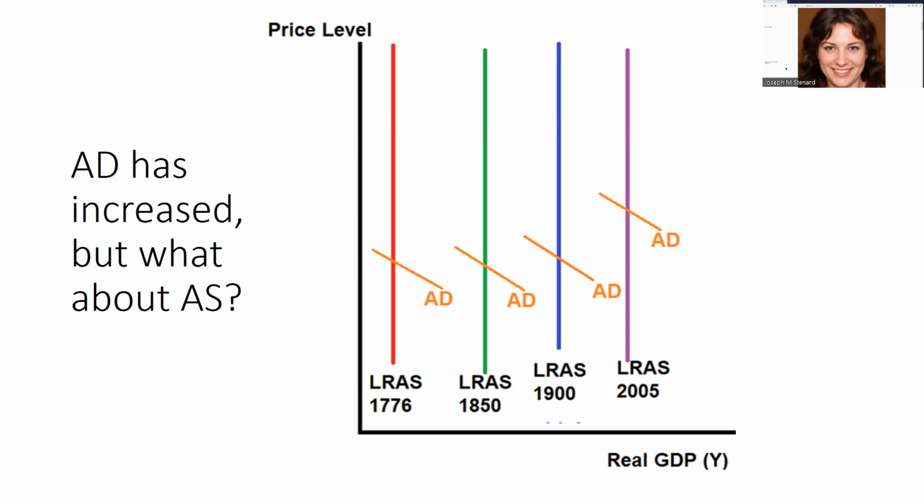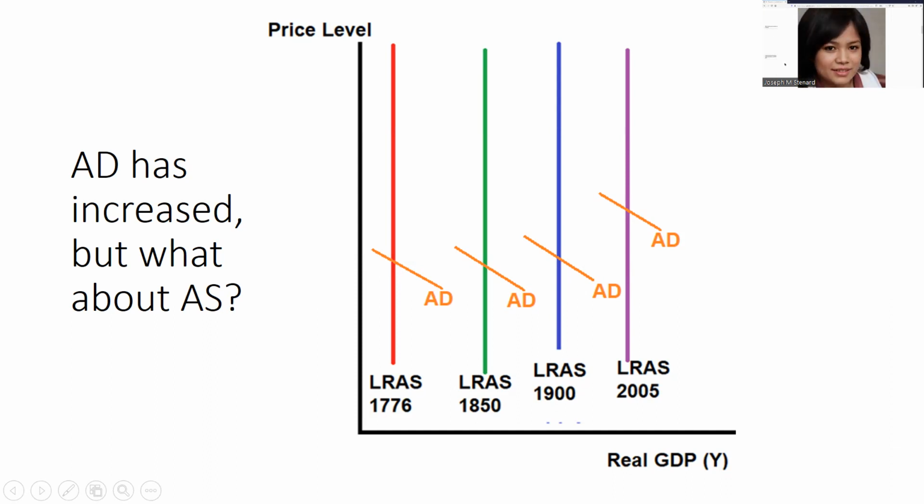If you think about it, aggregate demand has increased over the years, right? So we're back to these same years that I showed you earlier. Back in those days, when our long-run aggregate supply was very small relative to what it is now, our aggregate demand was also small. And the price level and production were in equilibrium.